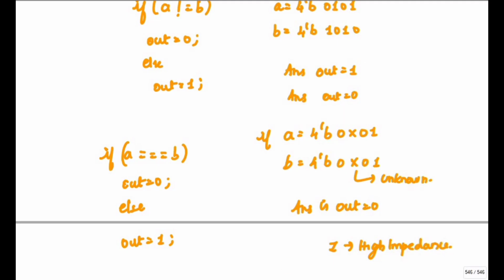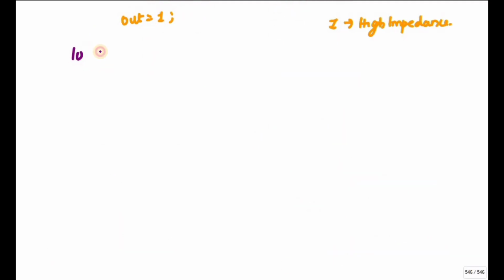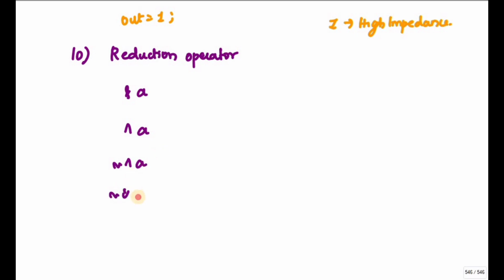Another terminology is Z. It represents the high impedance state. Okay, so here you have to use the case equality and inequality. And the last operator is the reduction operator. So what it will do: AND of A, NOT of A, then you have XOR of A, right? XNOR of A, NAND of A, NOR of A.